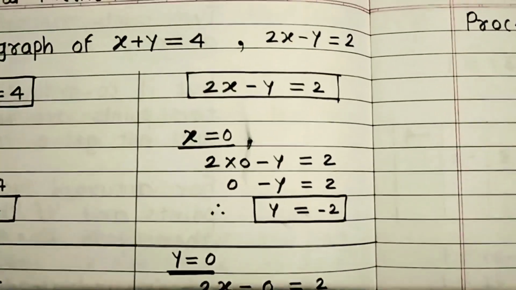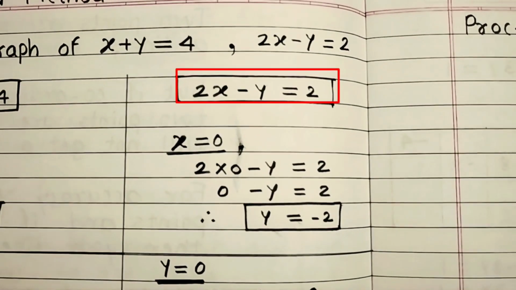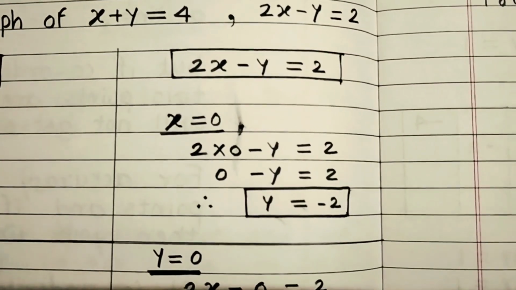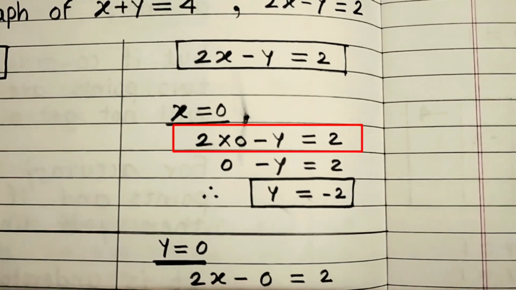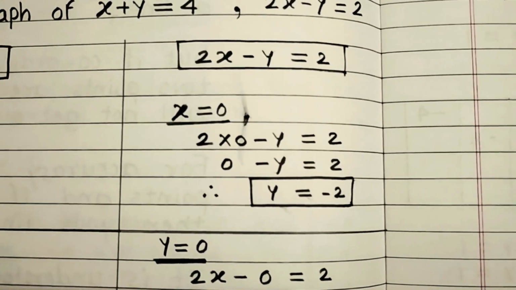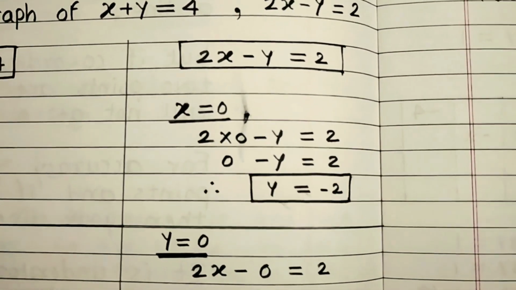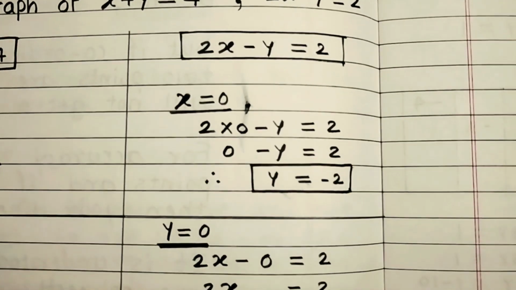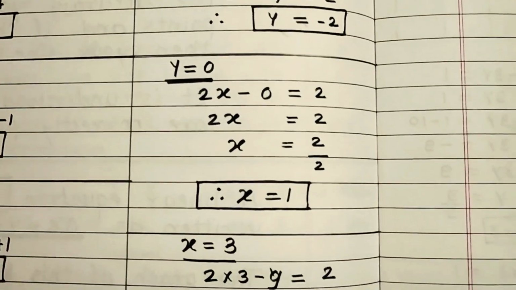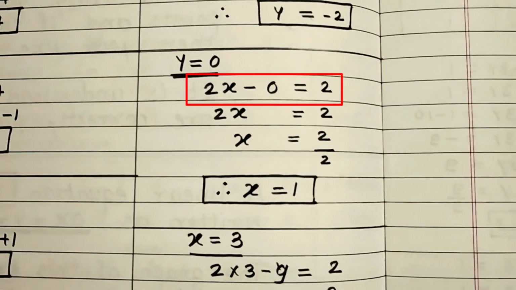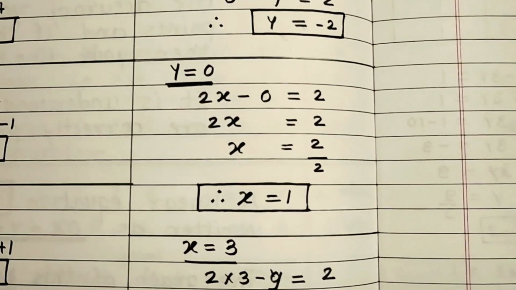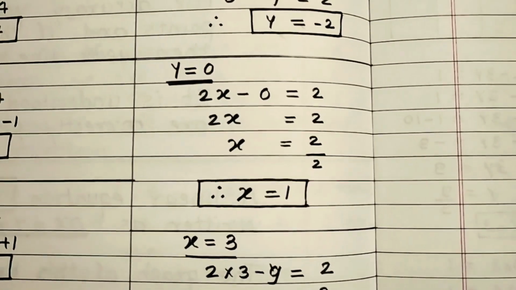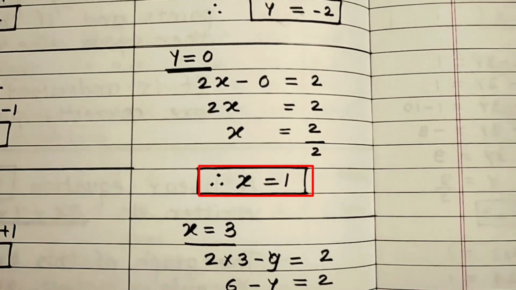Now, in equation 2x minus y is equal to 2, x is equal to 0, 2 into 0 minus y is equal to 2, 0 minus y is equal to 2, therefore y is equal to minus 2. Now we take y is equal to 0, 2x minus 0 is equal to 2, 2x is equal to 2, x is equal to 2 upon 2, therefore x is equal to 1.